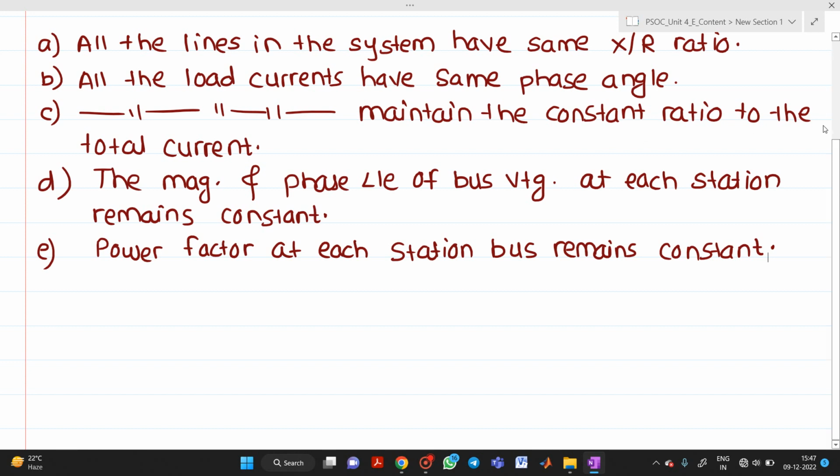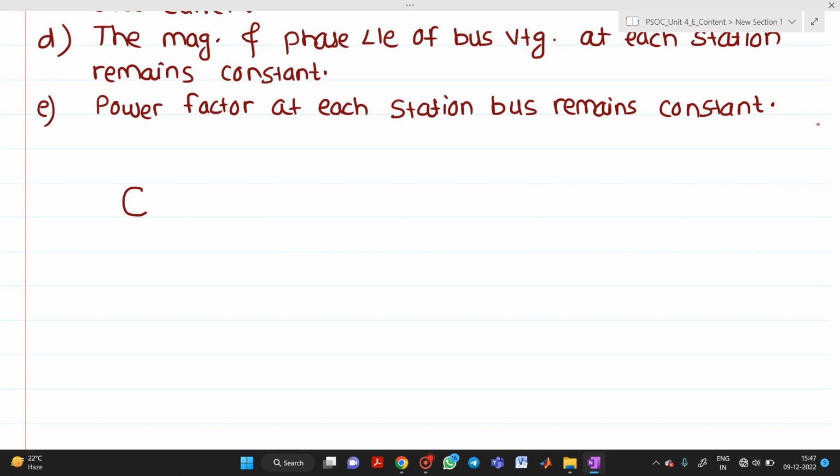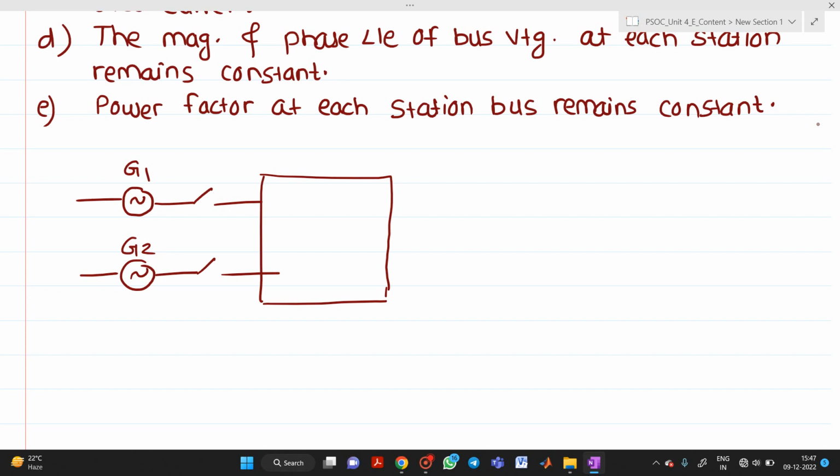Now let us consider a system. I will draw a diagram here first. Let us consider there is one generator, denoted by G1. Here there is a switch. This will be the other generator G2. Here there will be a switch. Now the load is connected to this system. As the load is connected, the current flowing through it is IL. And let's say there are k number of lines, so here we have written the kth line.